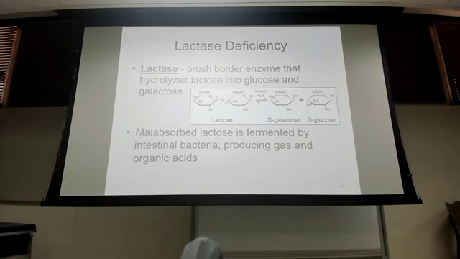Lactase is an enzyme, it's a brush border enzyme, and it breaks down lactose into glucose and galactose. So when you don't have it, lactose floats around in your system, and it's undigested in the intestine. So then the bacteria that are mostly in the large intestine will start to ferment it. And that's going to give you lots of gas and lots of organic acids, which are going to cause the symptoms of a lactase deficiency or lactose intolerance. Can't absorb the lactose, so then the bacteria in the gut, in the large intestine mostly, produce gas and other organic acids leading to symptoms.